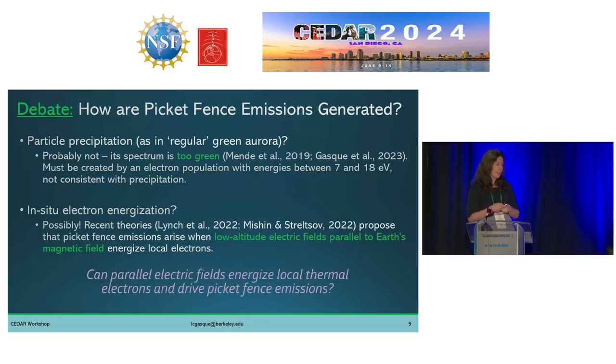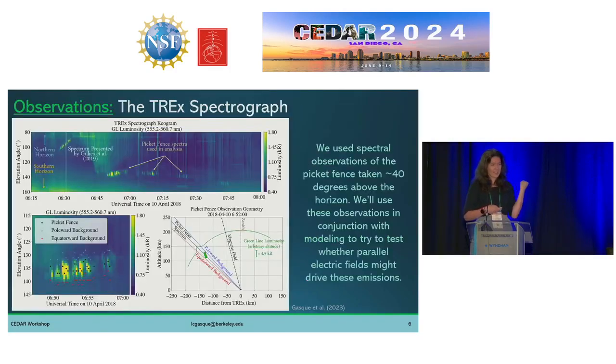The big question we're trying to answer: can parallel electric fields energize local thermal electrons and drive those picket fence emissions? To do that, we were looking at a combination of data and modeling. The data is from the TREx spectrograph, which the one we were using is up in Lucky Lake in Canada.